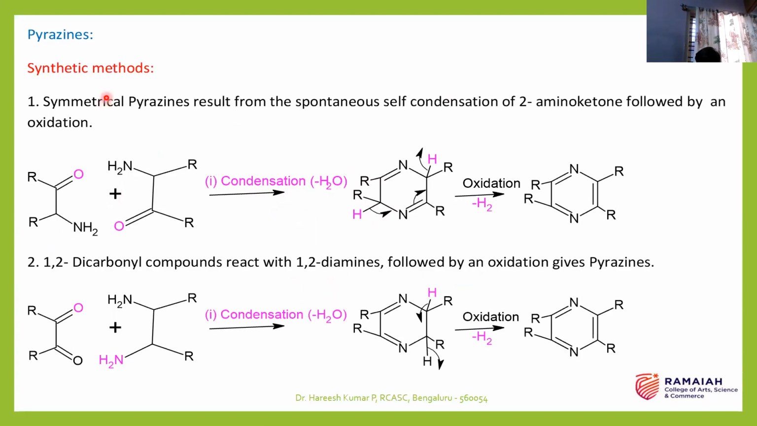Next is about pyrazine. Pyrazine means a 6-membered ring with two nitrogens at the 1 and 4 positions. So how can we prepare it? This position is called alpha amino ketone, and this is also an alpha amino ketone. The alpha amino ketone undergoes self condensation, giving rise to a 6-membered ring compound like this. Then afterwards, the obtained compound is subjected to oxidation, otherwise dehydrogenation, giving rise to pyrazine.